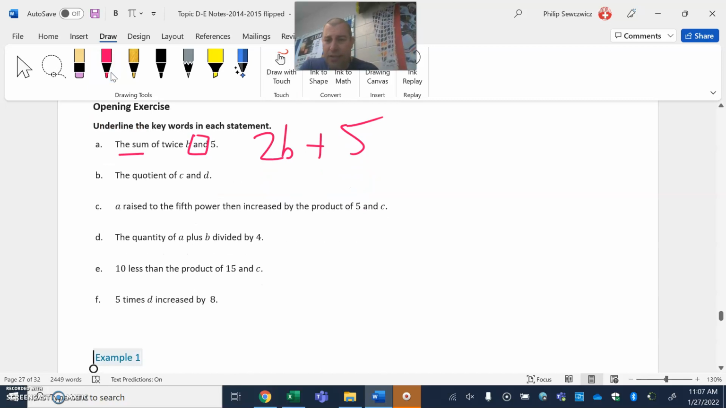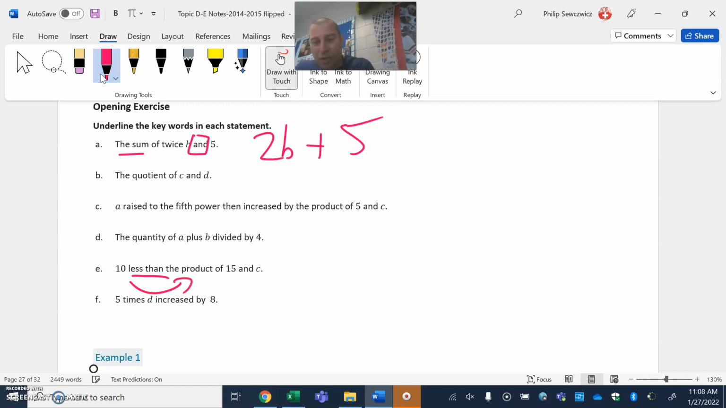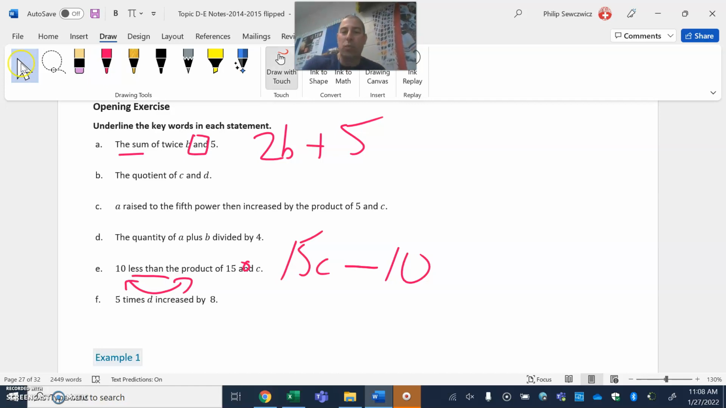Let's find ourselves another good one. Letter E. 10 less than. Because you are less than, yes, we're going to subtract, but we have to flip the order around. So there's my less than from my subtraction. The 10's not first, it's now coming after the subtraction sign. And then the product of 15 and C. Product meaning to multiply. There's that word and, so it's separating the two things we're multiplying. So 15C, and 15C minus 10 is what we've got ourselves there.